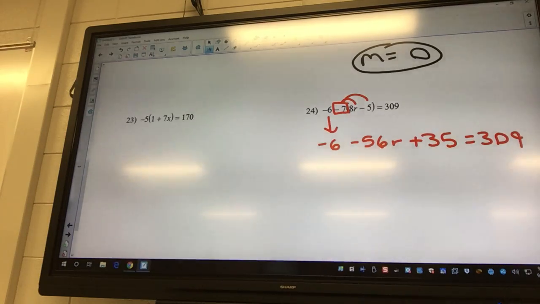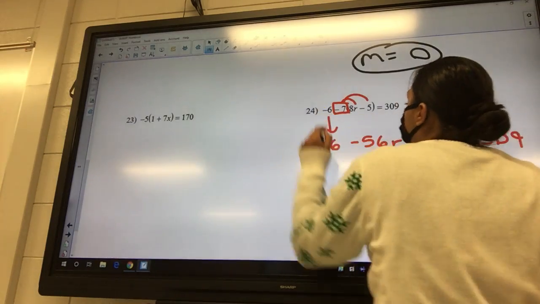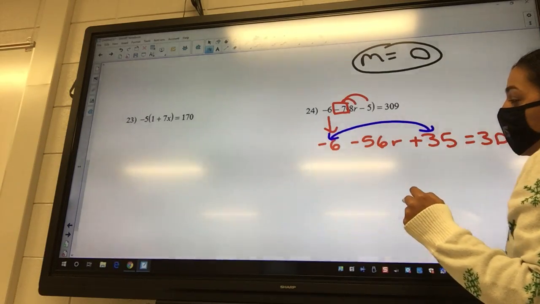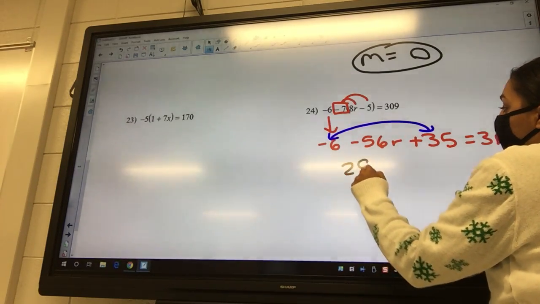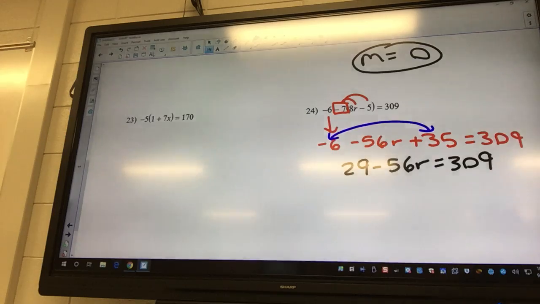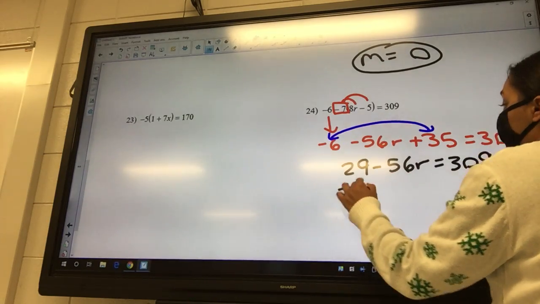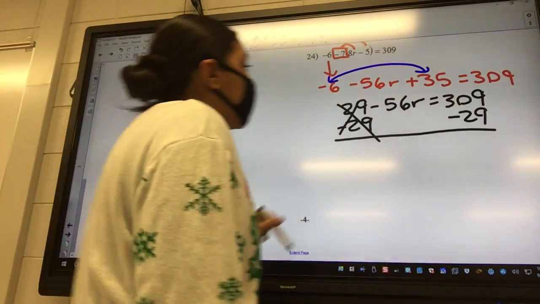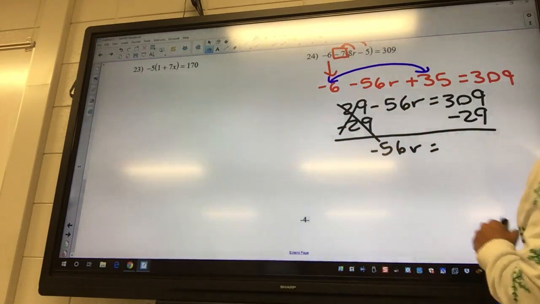What's our second step? Combine like terms. So what can we combine? The negative 6 and the 35 to give me what? 29. Minus 56r equals 309. What's our next step? Subtract 29 from both sides. Okay, so I got minus 56r equals, what's 309 minus 29?